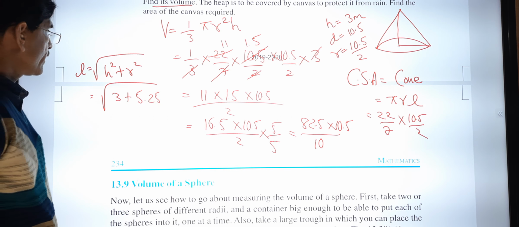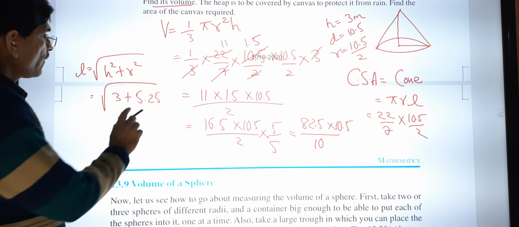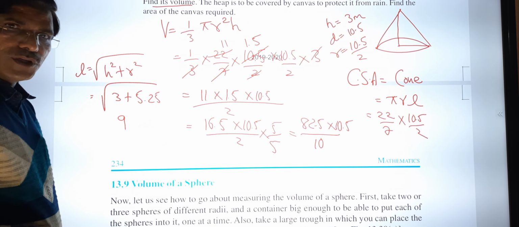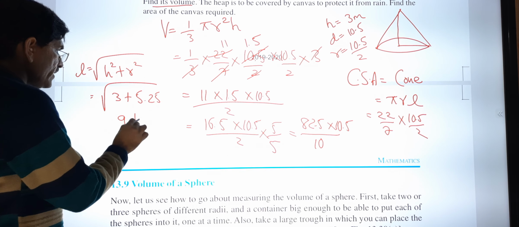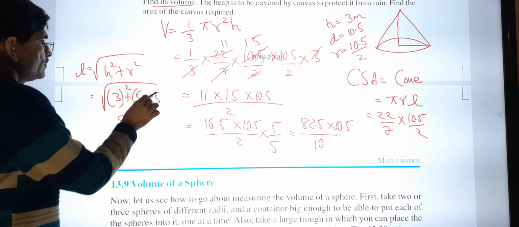Now I have to make a square. 3 square is 9. 5.25 square you have to do. And if we add this, here we have to write the square.